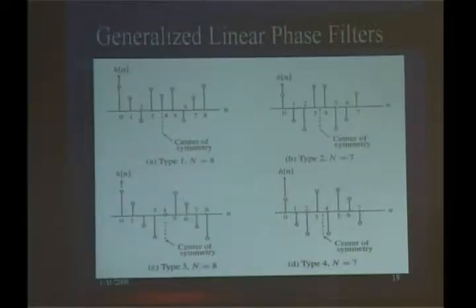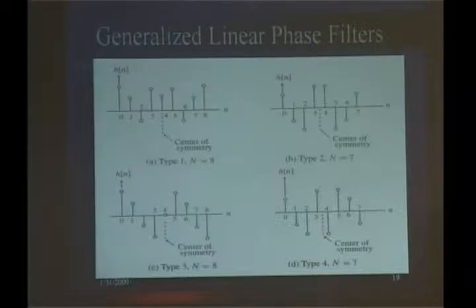Okay. Let us look at this typical example. Just bring it out. These are the 4 types of generalized linear phase FIR filters you will find in any standard book on DSP. Now look at the first one. How do you implement this? This is the impulse response, right? H0 to H8. It is an odd length filter.